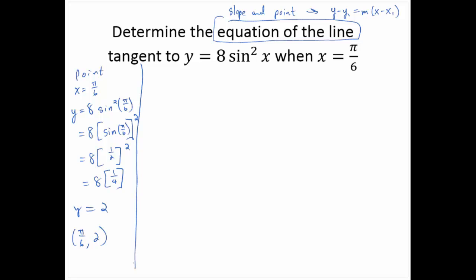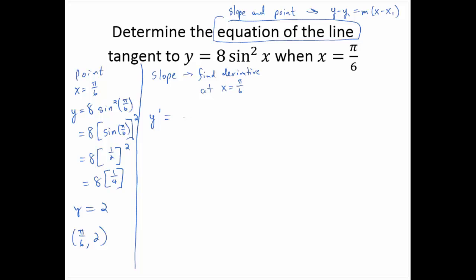Now let's figure out a slope. Recall that the slope is given by the derivative, so I'm going to find the derivative at x equals pi over 6. Let's first calculate the derivative. So y prime, or dy dx.